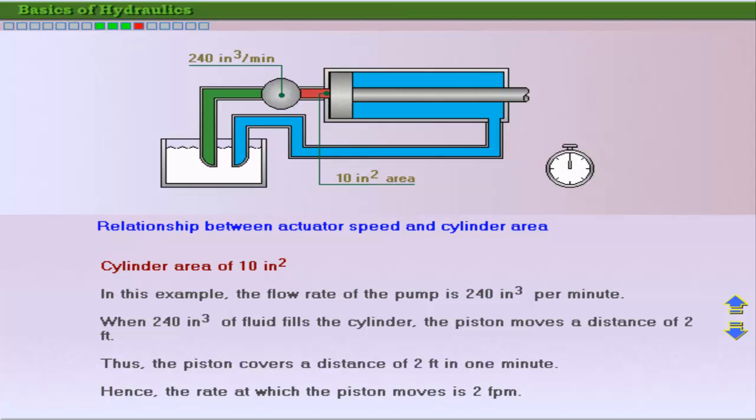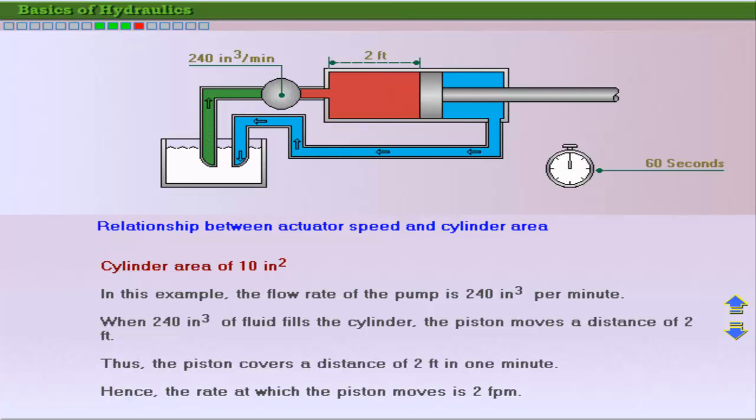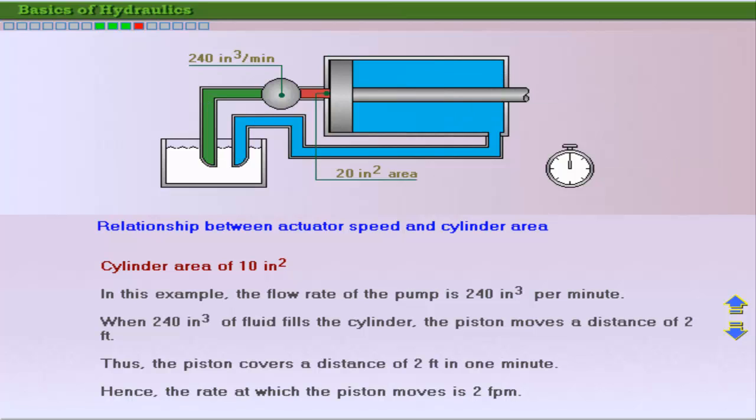In this example, the cylinder area is 10 square inches. The piston moves a distance of 2 feet in 1 minute, when 240 cubic inches of fluid fills the cylinder. Hence, the speed of the cylinder is 2 feet per minute.